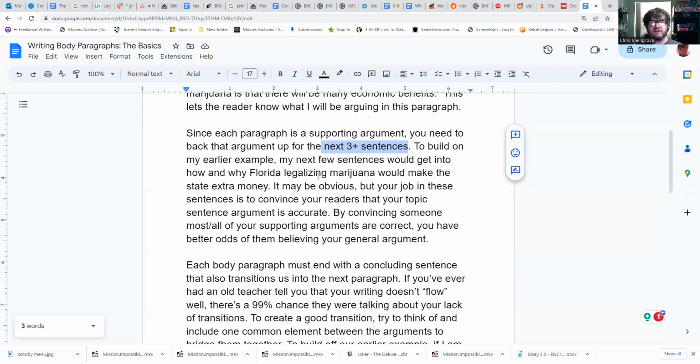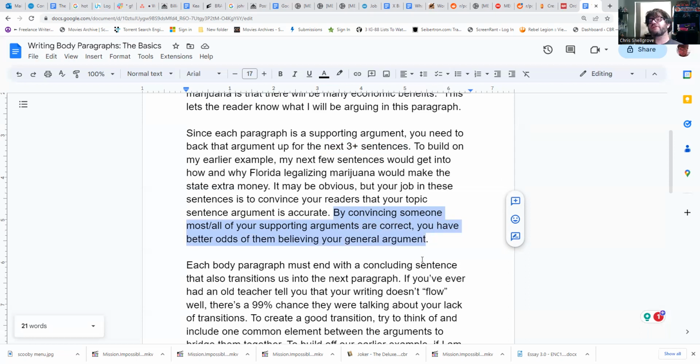And I've already talked around this, but to build on my little earlier example, if I have a supporting argument, a topic sentence saying that legalizing marijuana will make Florida plenty of money, it's like, all right, well, now I got to convince my readers of that. So my next 3 or more sentences are going to be like how and why that's going to happen. And this is probably super obvious, but I'll say it anyway, because that's become my entire brand. I put a little thing here. By convincing someone most/all of your supporting arguments are correct, you have better odds of them believing your general argument.